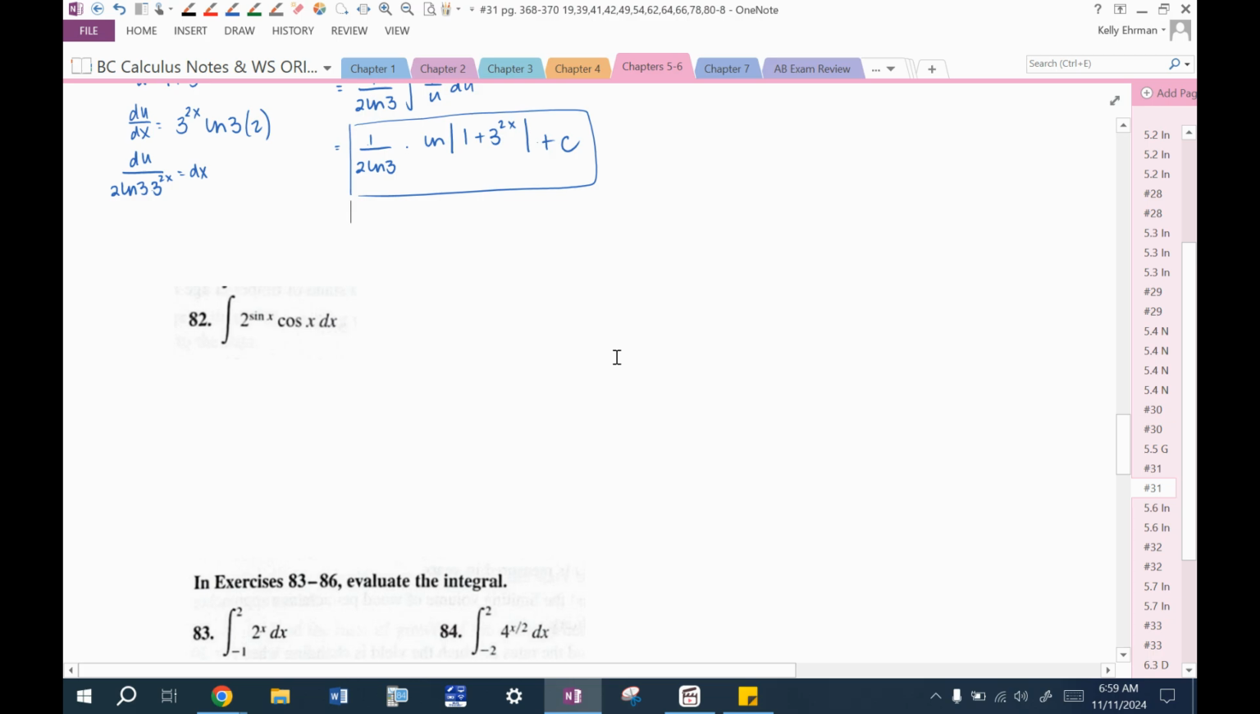For 82, I should let u equal the exponent for this one. du dx is equal to cosine x. du over cosine x is equal to dx. Set up what you have. You have the integral of 2 to the u times cosine x, and then dx is du over cosine x. So those cancel. Oops, that should be a du. So we have the integral of 2 to the u du, and that's 2 to the u, so 2 to the sine x, divided by natural log of 2 plus c.